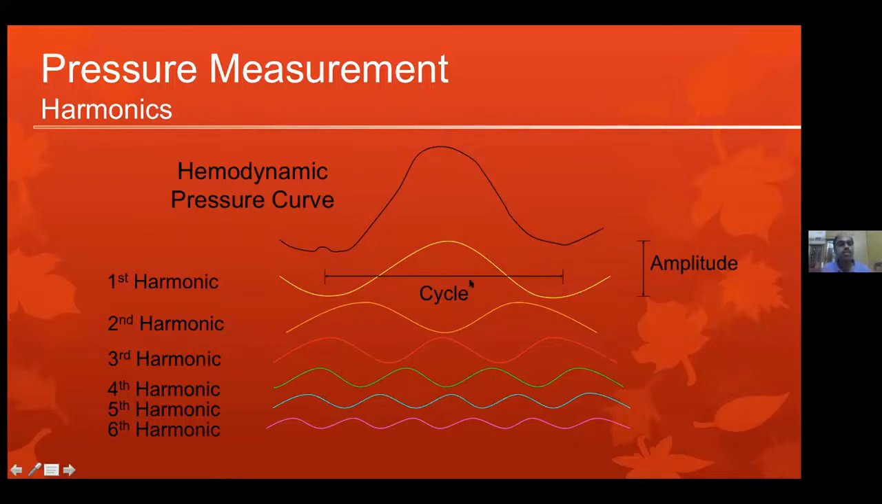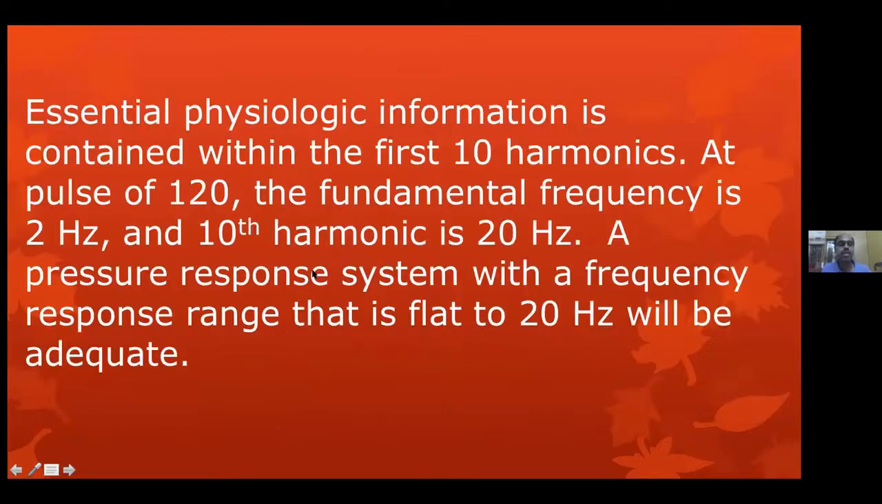So coming back to pressure measurements, first harmonic, it goes on to second, third, fourth, up to 10th harmonic. If you are able to pick up to the 10th harmonic, even the smaller high frequency deflections like an end diastolic trace will be detected. So the essential physiological information is contained within the first 10 harmonics. At a pulse rate of 120, the fundamental frequency is 2 Hz, so the 10th harmonic is 20 Hz. So if we are having a flat frequency response up to 20 Hz, we will be having a perfect response. But remember, if the heart rate goes up to 180, then I need to have a much higher natural frequency.